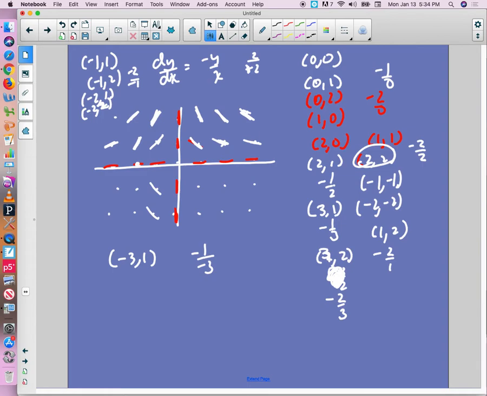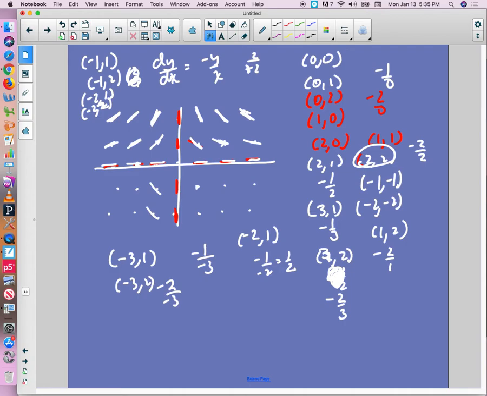Let me double check this one. (-2, 1) will give me negative 1 over negative 2, which is 1/2. So I got (-2, 1) wrong. I put the wrong one over it. So be careful. Sorry about that. Don't get in too much of a hurry, even though you're kind of easy. All right, (-3, 2): negative y over x, so I get 2/3, which is a little bit less than 1. And these are horizontal.